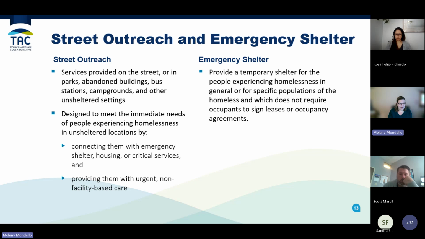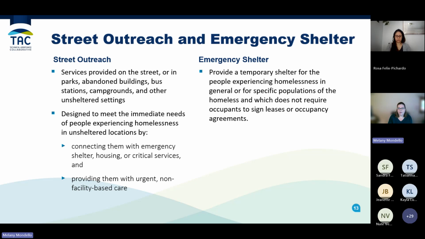Emergency shelter, again, many of you are probably very familiar with. Emergency shelter is a temporary shelter for people experiencing homelessness. There's no leases or occupancy agreements in emergency shelter. The length of stay in emergency shelters is different, typically by each shelter.